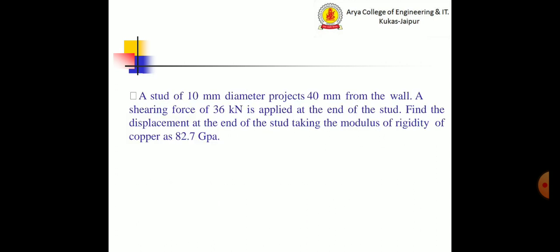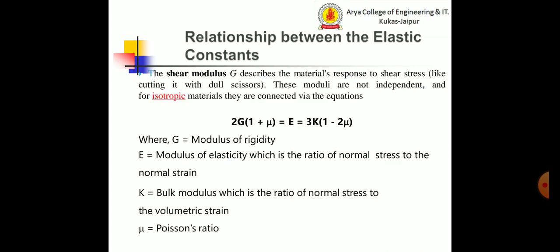Here is an example. A stud of 10 mm diameter projects 40 mm from the wall. Here a shearing force of 36 kN is applied at the end of the stud. Find the displacement at the end of the stud, taking the modulus of rigidity of copper as 82.7 GPa.